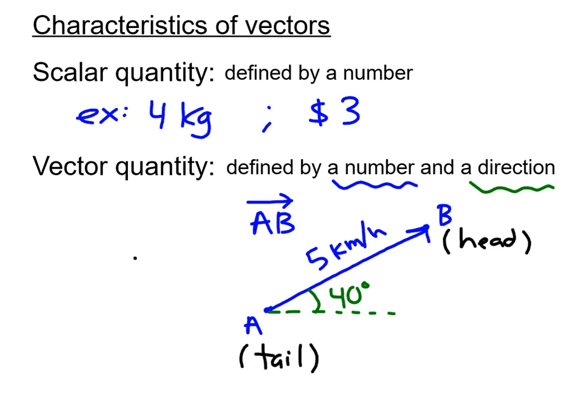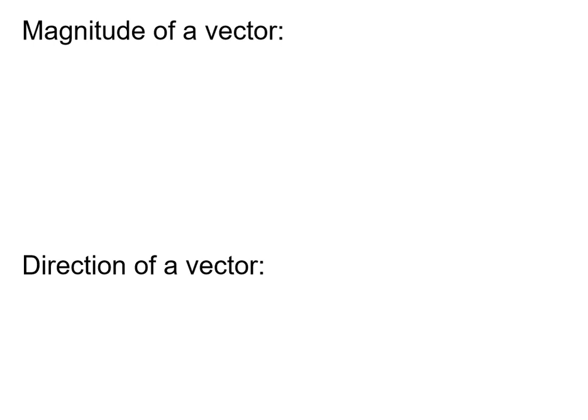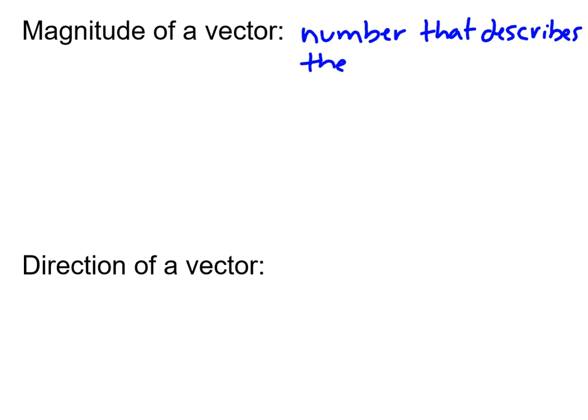We can also identify a vector with only one letter, for example, vector v, that would be, let's say, 3 meters per second. And to check the direction of this vector, we need to find the horizontal, and our angle would be like this. Now, when we have the length of the vector, we call this the magnitude. So that will be the number that describes the vector. Sometimes we will also call it the norm.